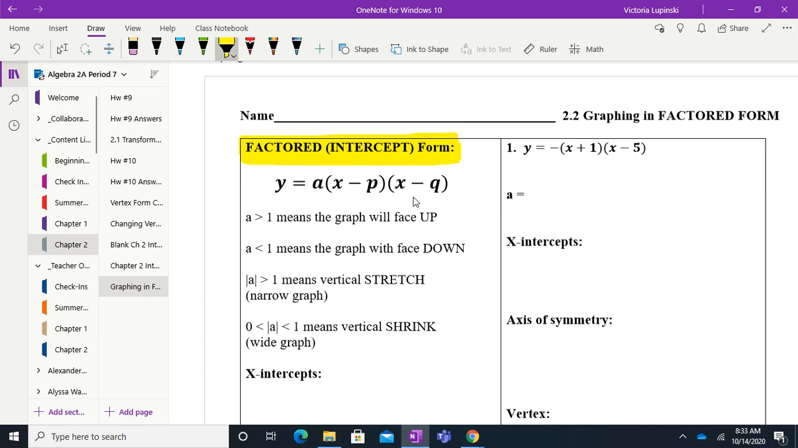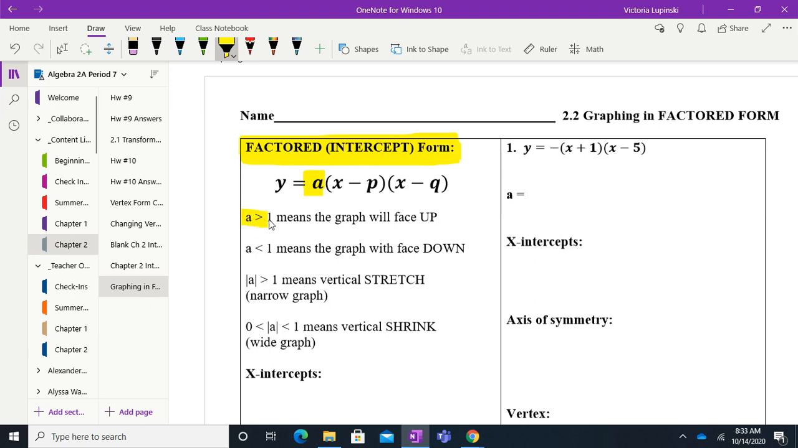So if you look at factored form here, it's y equals a times x minus p times x minus q. Couple things to point out here. It looks quite different than vertex form and standard form, but there is one thing that's the same. The one thing that is the same for all three of the forms is the A out front. The A out front tells you the same information for factored form that it did for both of the other forms. So let's review that.